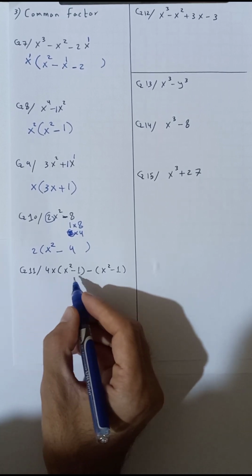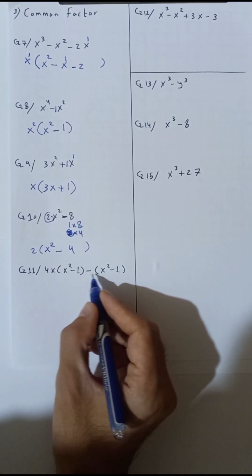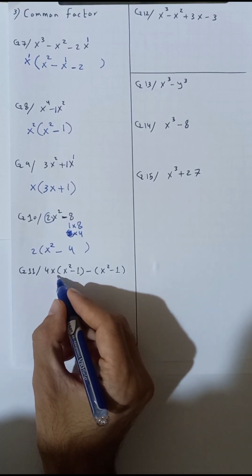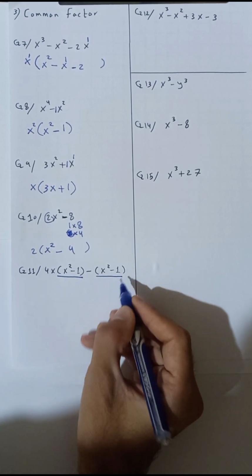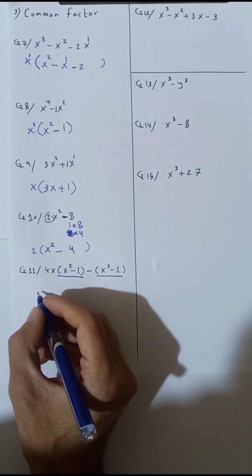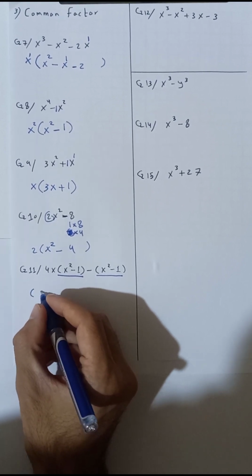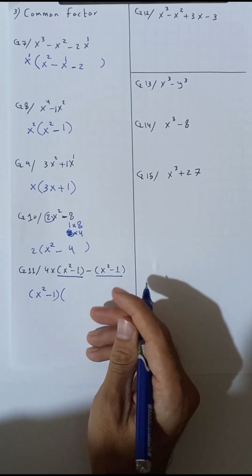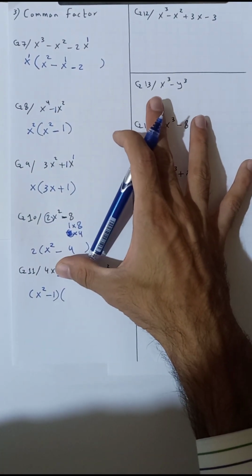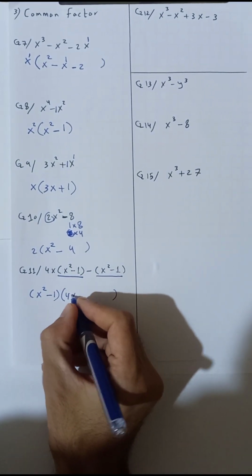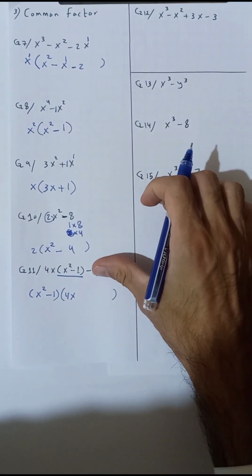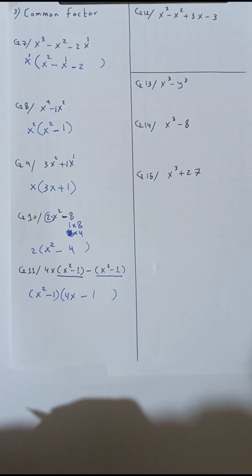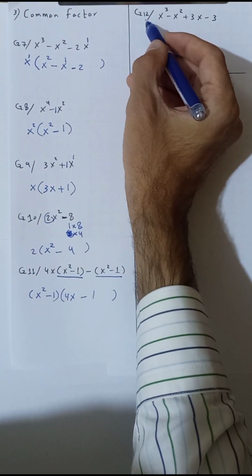Question 11. As you see, we have this algebraic expression. We notice this parenthesis is common. We're gonna write the common parenthesis and open up parenthesis. If we remove this parenthesis, 4x will be left over, and if we remove this parenthesis, minus 1 will be left over.